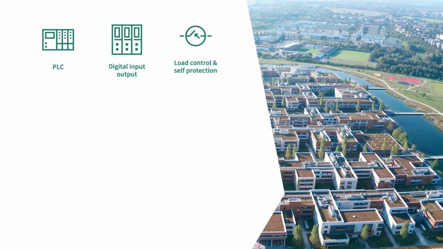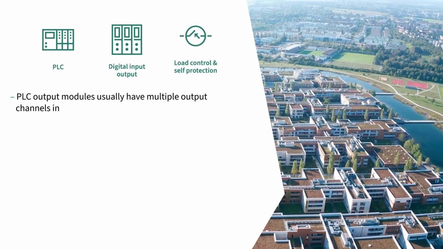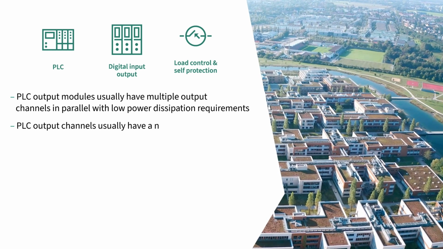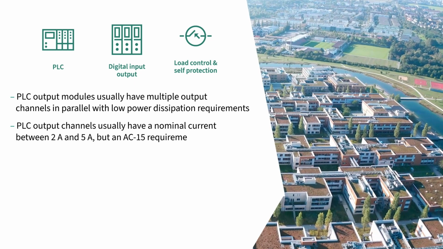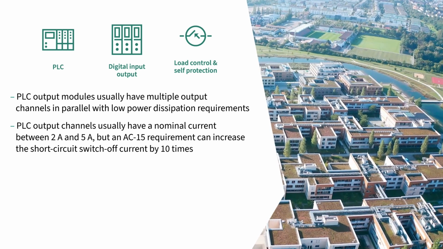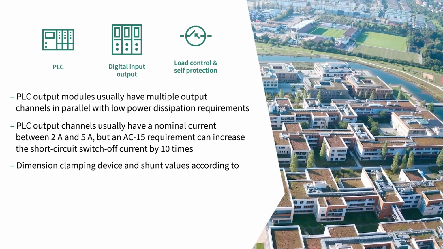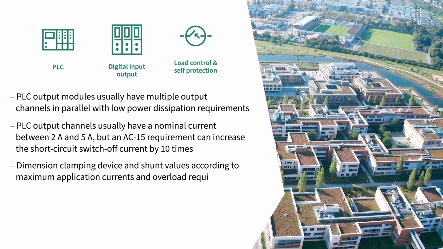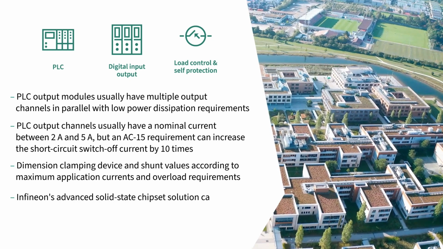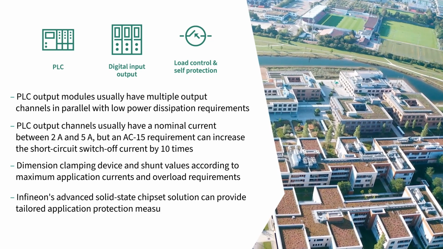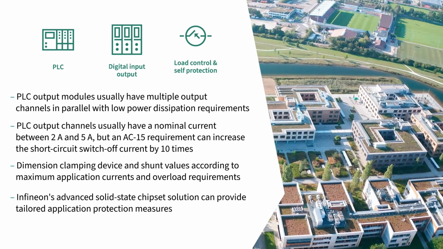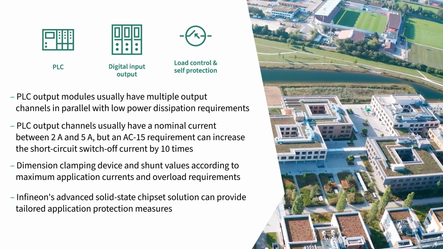So, in a nutshell, a typical PLC output module features multiple output channels in parallel, with low power dissipation requirements. The nominal current for a typical output channel in a PLC application ranges between 2 to 5 amperes. However, with the AC15 requirement, the short circuit switch-off current must be 10 times higher. When selecting clamping devices and shunt values, it is essential to consider the maximum application currents, considering overload requirements. With the right combination of components, Infineon's advanced solid-state chipset solution can support application-tailored protection measures. As you can see, by keeping these considerations in mind, it is possible to optimize the performance of the solid-state relay system in a typical PLC application.